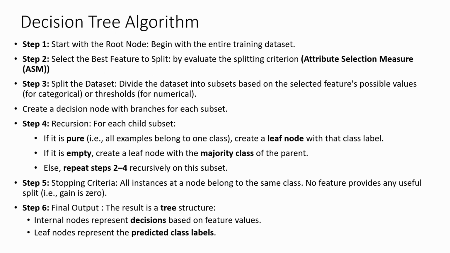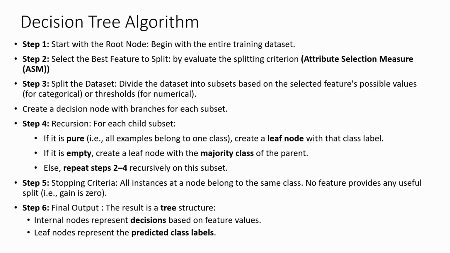So how does this decision tree algorithm work? First we have to start with a root node. The root node, as you know, is the topmost node of a decision tree. At the root node we begin with the entire training data set. We have to select the best feature to split. How will you select the best feature? We have to evaluate the splitting criteria, which is known as attribute selection measure. Then we divide the data set into subsets based on the selected feature's possible values. It can be categorical or it can be numerical.